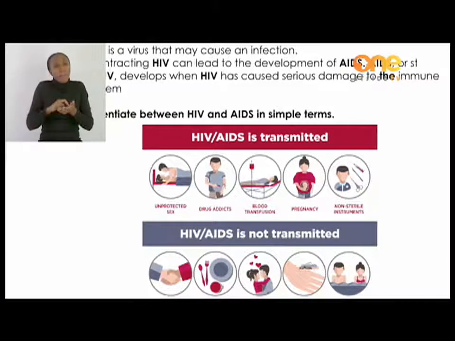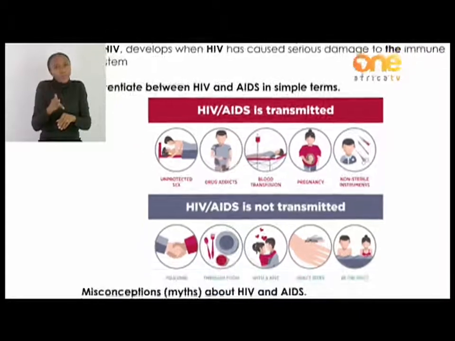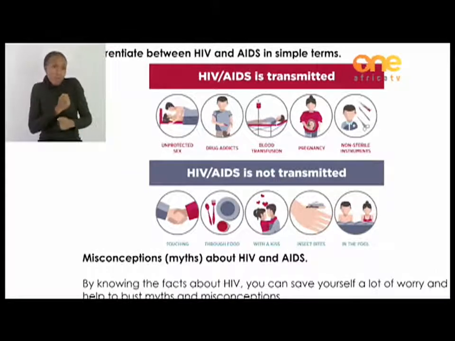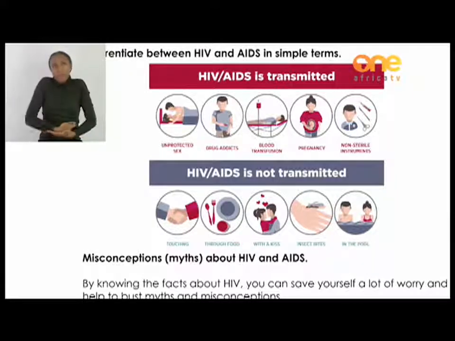Therefore, you can get HIV from having unprotected sex. You can also get HIV through drugs, especially drug addicts when they share injections. HIV is also transmitted through blood transfusion. For example, when you are in an accident and you lose a lot of blood, that's when you go to the hospital and get new blood from somebody else. There you can get HIV. You can also get HIV through pregnancy. For example, a pregnant mother can pass on HIV from her to an unborn baby. And we can also get HIV from non-sterile instruments.